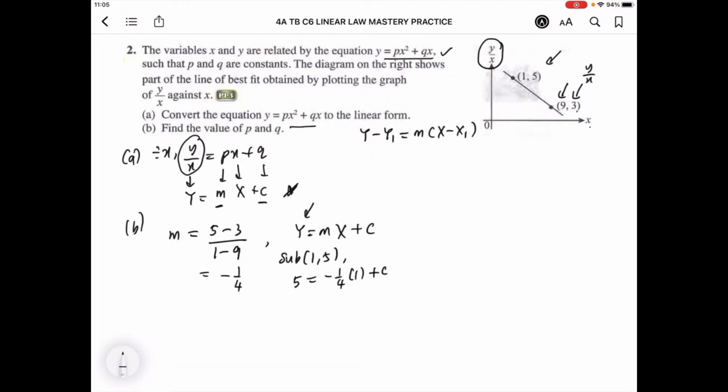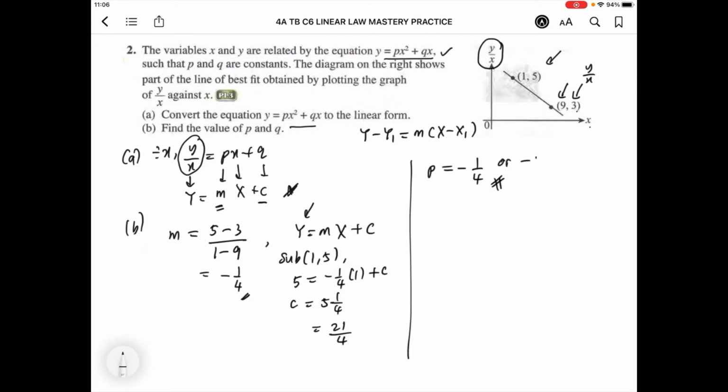So let's bring this over and find C here. My C is 5 plus 1 over 4, which is 21 over 4. You can leave it as 5 1 over 4. Now let's compare your gradient from the graph and the gradient from the equation. You can see quite clearly from my equation, my P is my gradient. From my graph, my gradient is negative 1 over 4. So in conclusion, P is negative 1 over 4, or we can write this as negative 0.25.